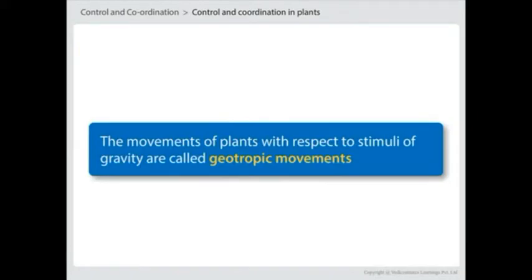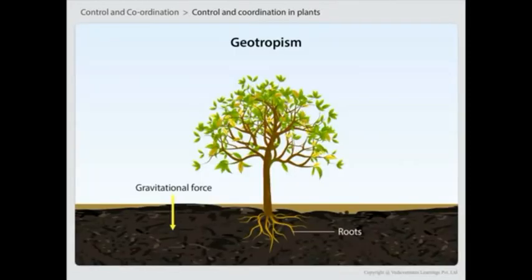The second type of tropism is geotropism or geotropic movement. The movements of plants with respect to the stimulus of gravity are called geotropism. Here in geotropism, it is just opposite to phototropism. The root grows towards the gravitational force, so the root shows positive geotropism, and the shoot grows away from the gravitational force. That means the shoot is negatively geotropic.